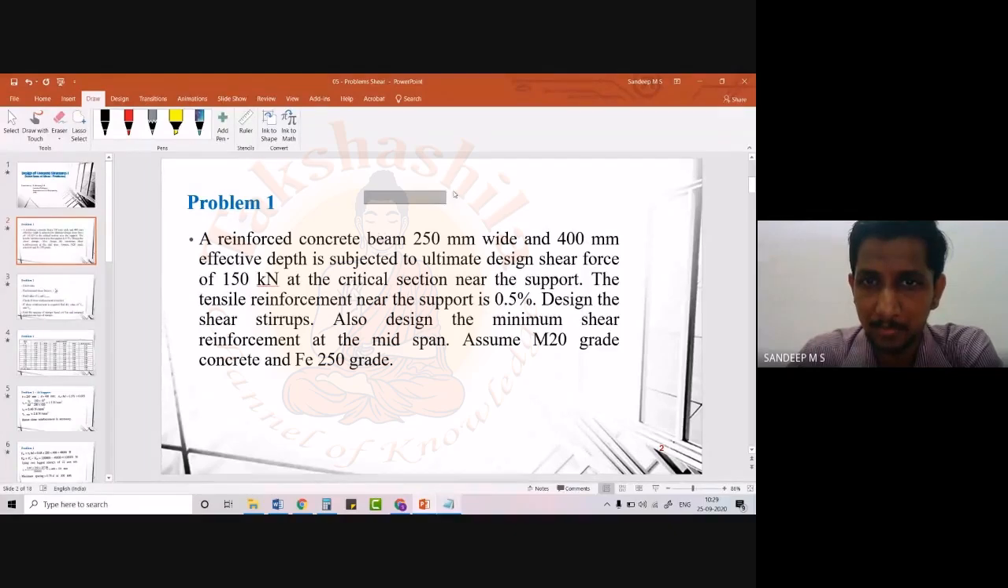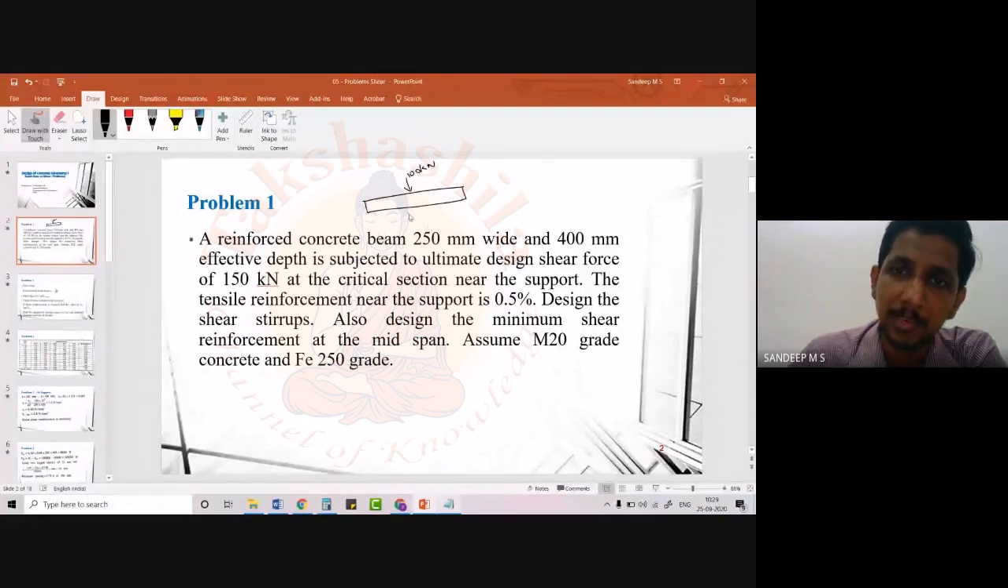Suppose I am having a beam like this, and as per the question, you have a load of say 100 kilonewton acting at the center of this beam, and the length of the beam is given as 10 meters. Okay, and it is mentioned that this is simply supported. And you are supposed to design this beam at two locations. One is at the critical section, and another one is at the midspan.